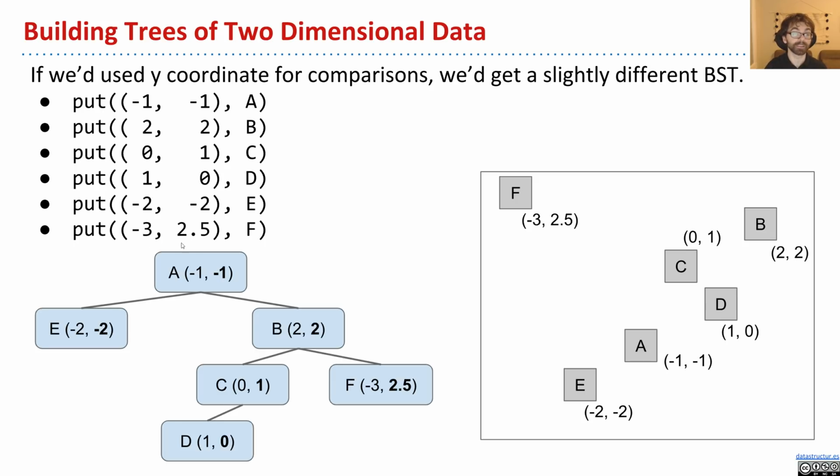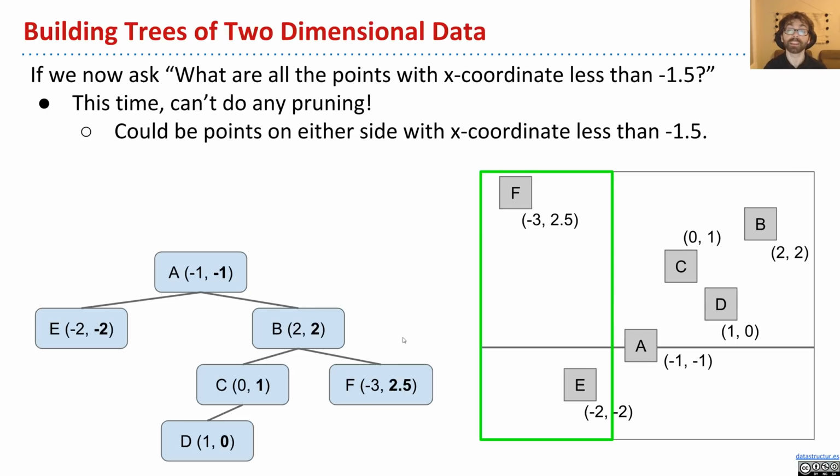And maybe I'll just go to this last point. So how this one ended up where it is: 2.5 is bigger than -1. It is also bigger than 2. So now, if we do that exact same range query, where we say, what are all the points less than -1.5, we can't do any kind of pruning. So we look at the root, we say, okay, you're not smaller than -1.5 in the x-coordinate, but now, because the A is effectively splitting the space into a top and a bottom, there's no pruning that we can do.